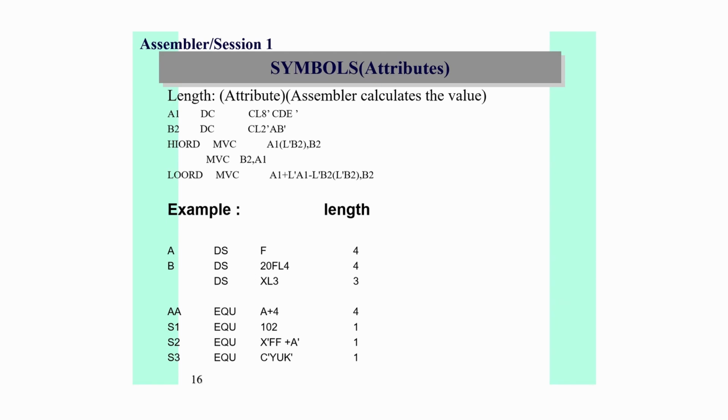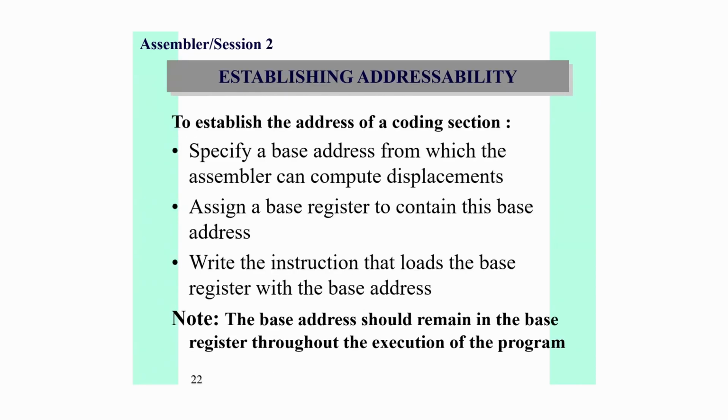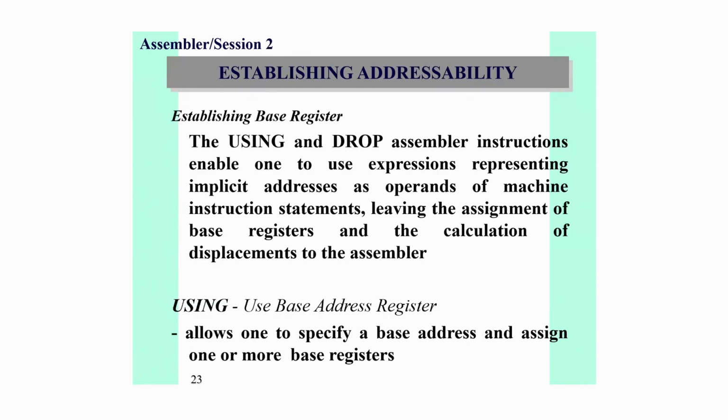So we have something called length attributes for a symbol. What is this? If you want to define two variables, A1 and B2, DC is for define constant. That is how we define a variable in assembler. I think we are moving ahead of this. We'll come to this slide later. Let us take this base register, and then we'll come back to the other thing.